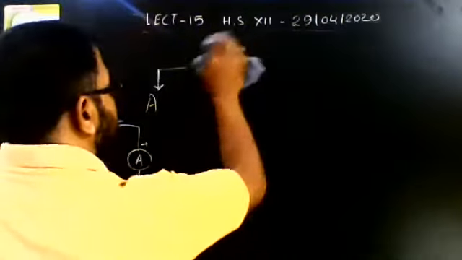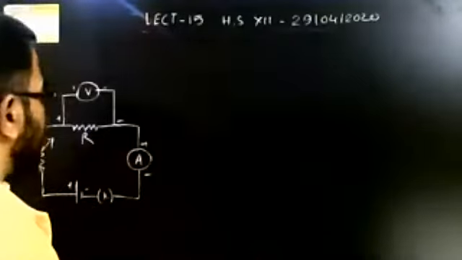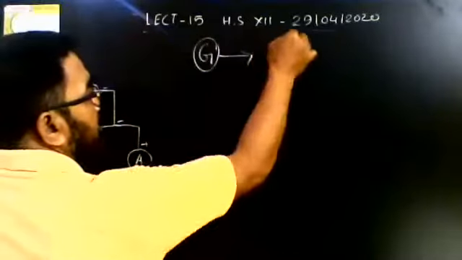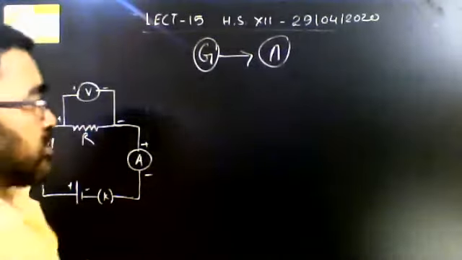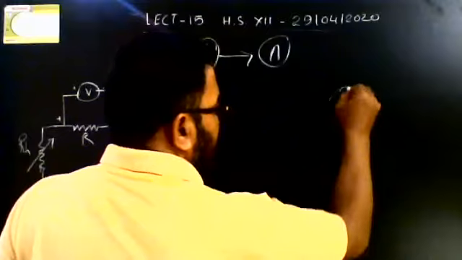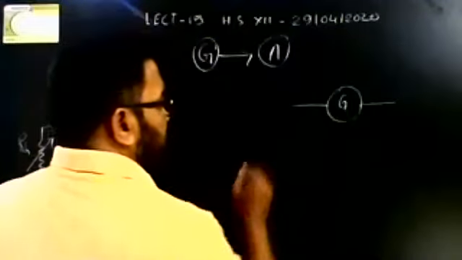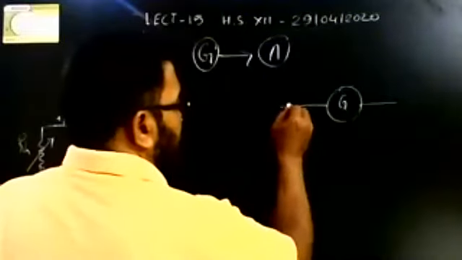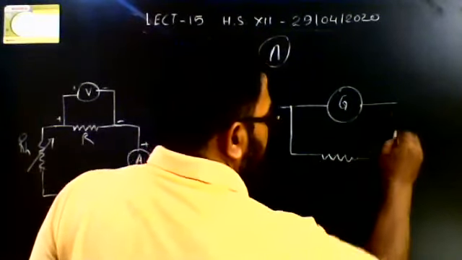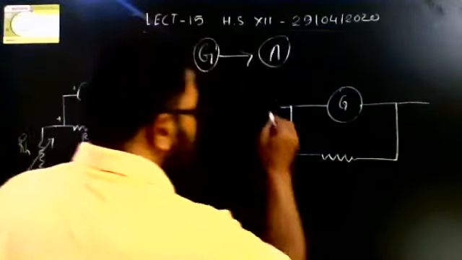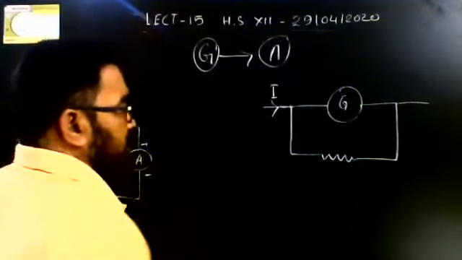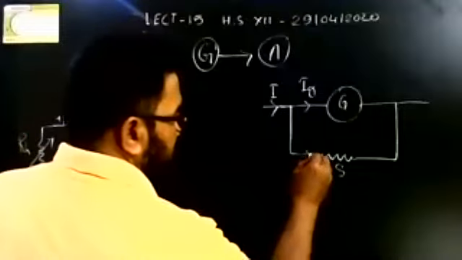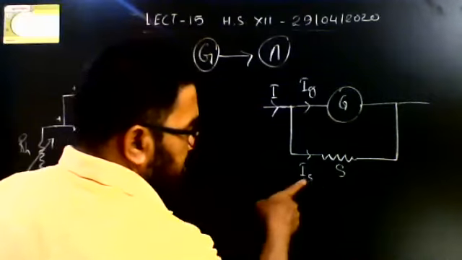Okay, so our first discussion is the conversion of galvanometer into ammeter. Say this is our galvanometer, and it is connected. G is the resistance of the galvanometer, and a shunt resistance is there. I is the total current. Ig is the current passing through the galvanometer, and Is is the current passing through the shunt resistance.